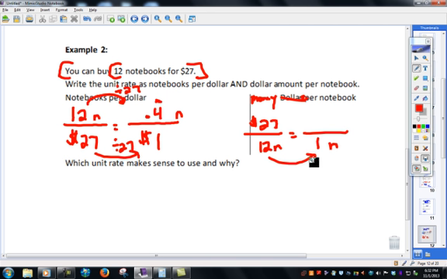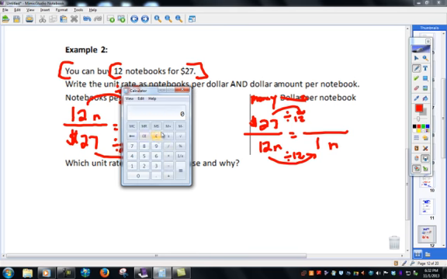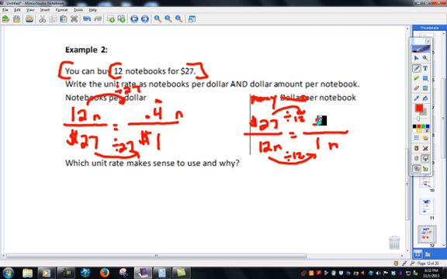So what did I do to go from 12 to 1? Well, I divide by 12. What did I do to go from 27? I'm going to divide by 12. Let's do it. Let's see how much money that is for one notebook. So 27 divided by 12. It costs $2.25.